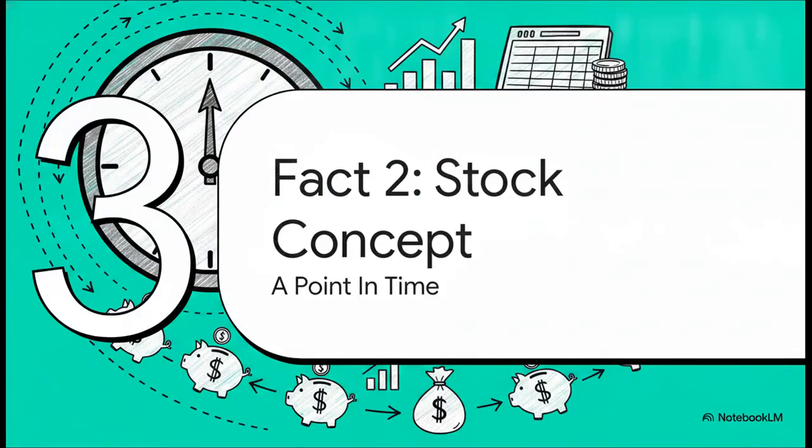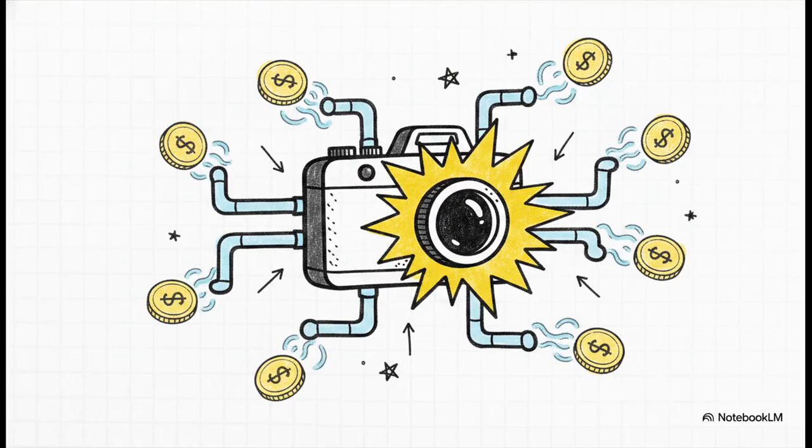Section 3. Fact number 2. The stock concept. Now, to measure the money supply accurately, we can't just look at it as some continuous running flow. No, we literally have to stop those liquid data pipelines in their tracks and take a rapid, high-resolution snapshot of the entire system. Freeze!